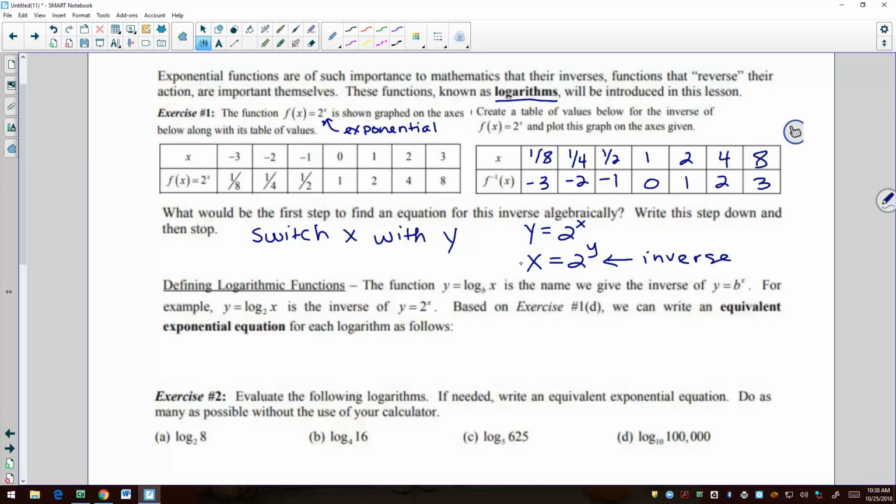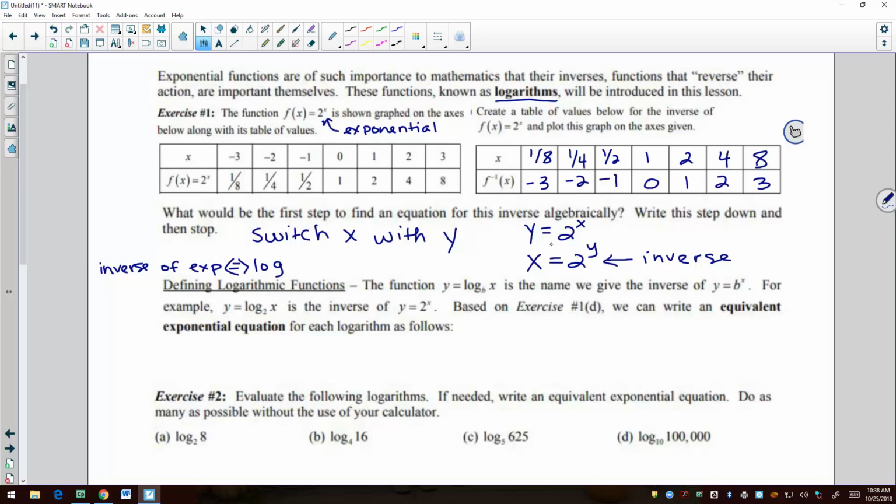Well, there is another way to write the inverse of an exponential function, and it is with logs. So the function y equals, and this is how you read this, log base b of x, is the name we give for the inverse of an exponential. So if you want to make a little note to yourself, the inverse of an exponential equals log. That's what it is, okay?